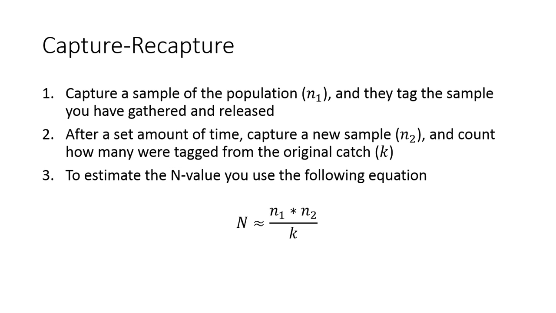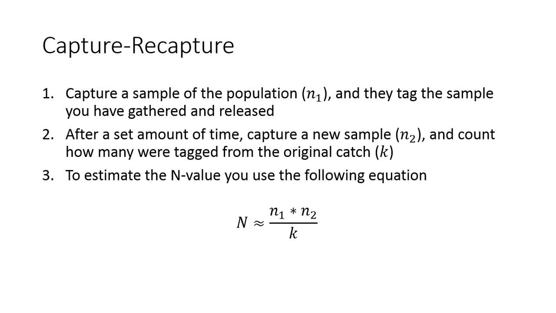That is your K. And with that, we're going to set up a proportion to estimate the N value, or the total population. And when you solve that proportion for N, you get N as an approximation of N1 times N2 all over K. So if you have the N1 and the N2, you plug those in along with the K, and you can estimate approximately what the population is.